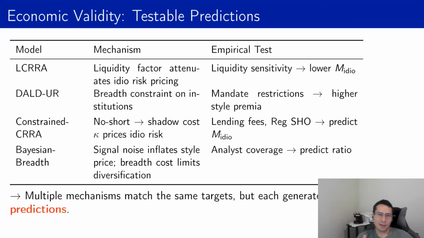And finally, there's a lot of models that, let's say, pass. So the question would be, okay, which one would we pick? And then what the models would suggest is that they have additional testable predictions that are, of course, not being tested right now, but in principle could be tested, right? So multiple mechanisms will match the same targets, but they generate distinct testable predictions.